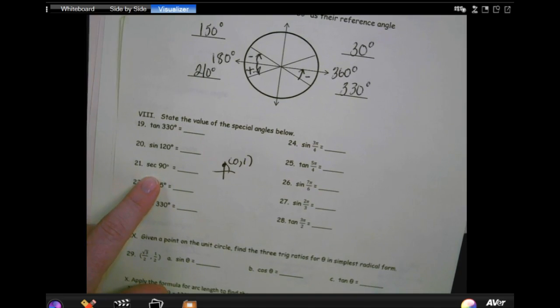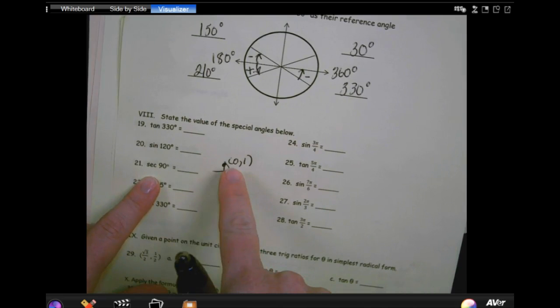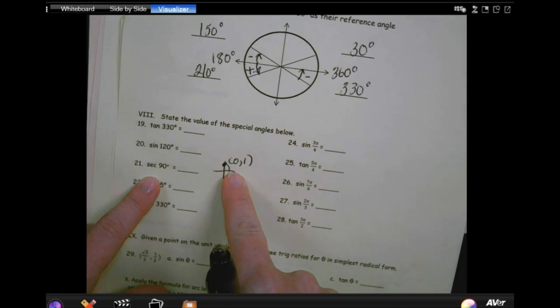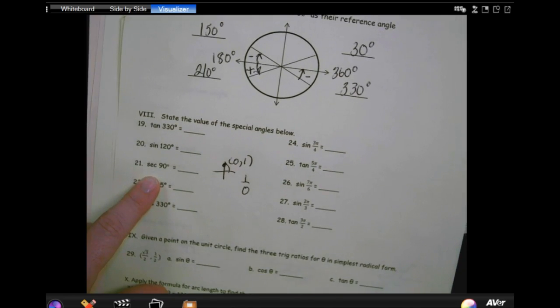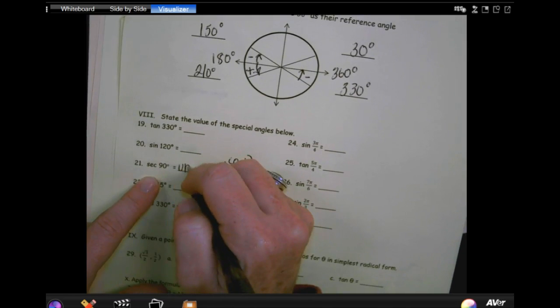Next, the secant. Is that the inverse of the sine or the cosine? Cosine. So I want the x value, correct? So the x value this time is 0. So I have 1 over 0. It's undefined. We cannot do that.